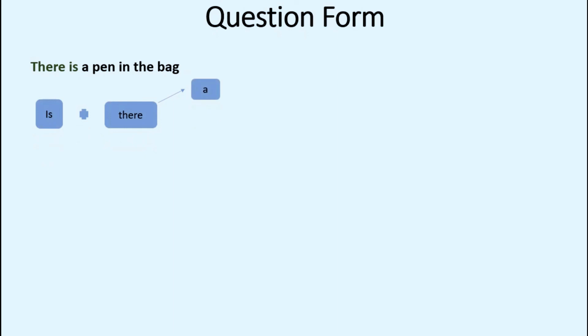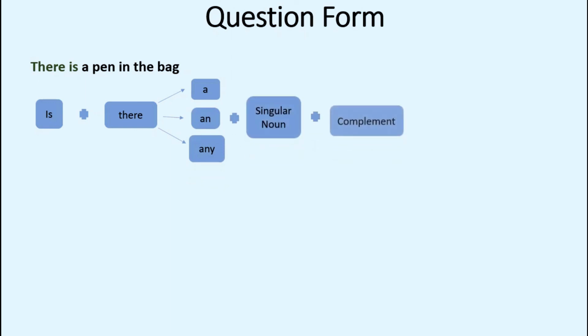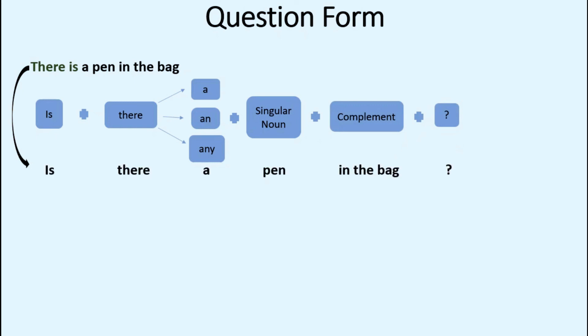The question form for there is. Normally we are going to make this positive sentence a question form sentence. So there is a pen in the bag. Normally it is going to be is plus there plus one of the articles a or an, or even we can have any plus singular noun plus the complement and the question mark, of course. So this sentence, there is a pen in the bag, is going to be, is there a pen in the bag? And the answer is yes, there is, or no, there isn't.